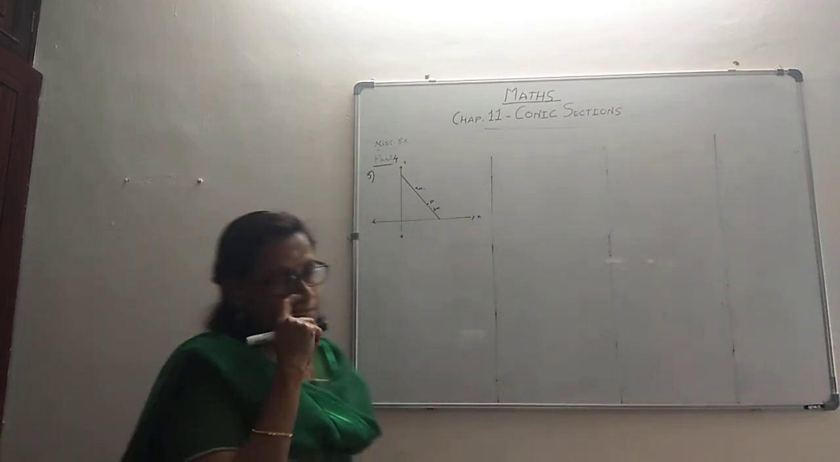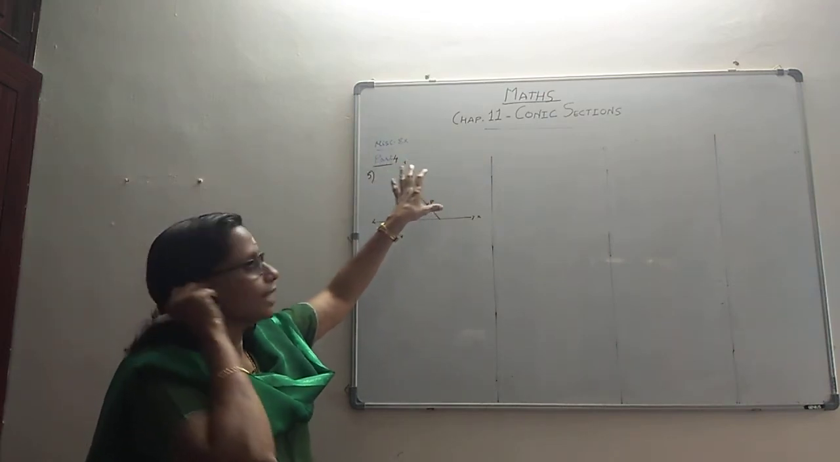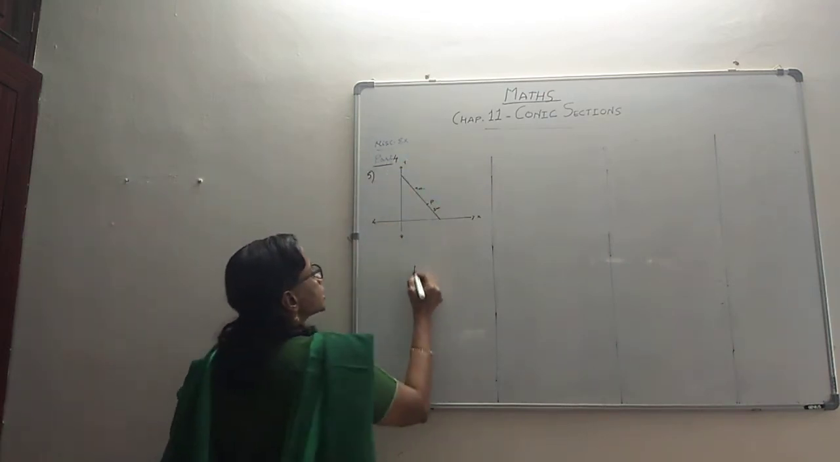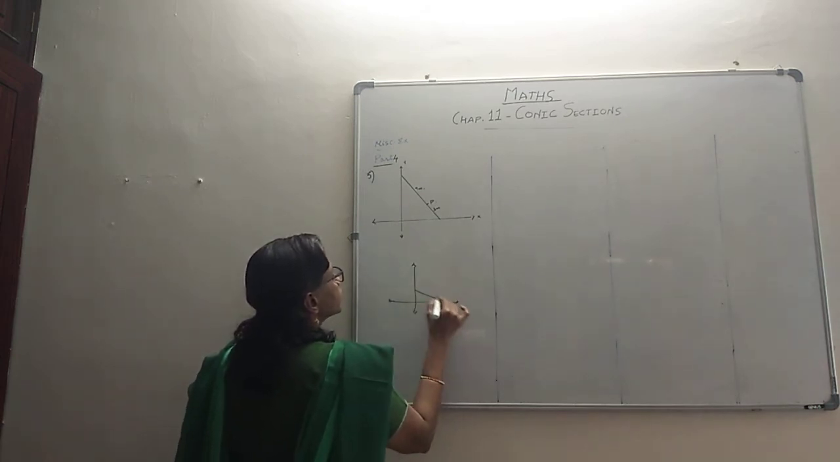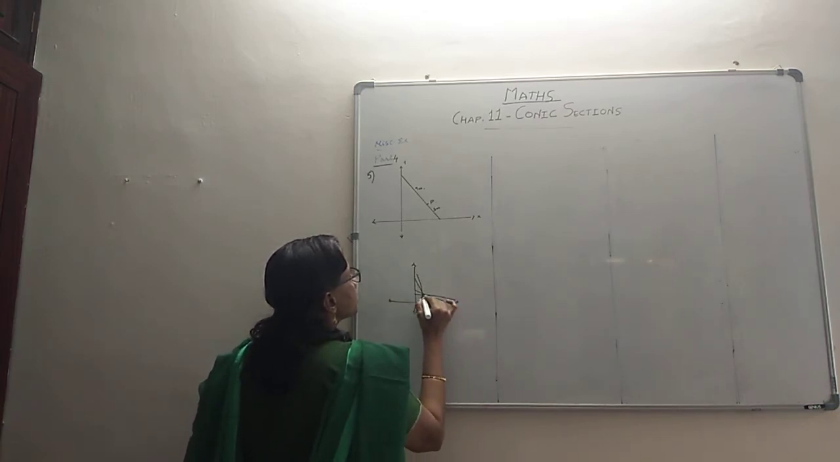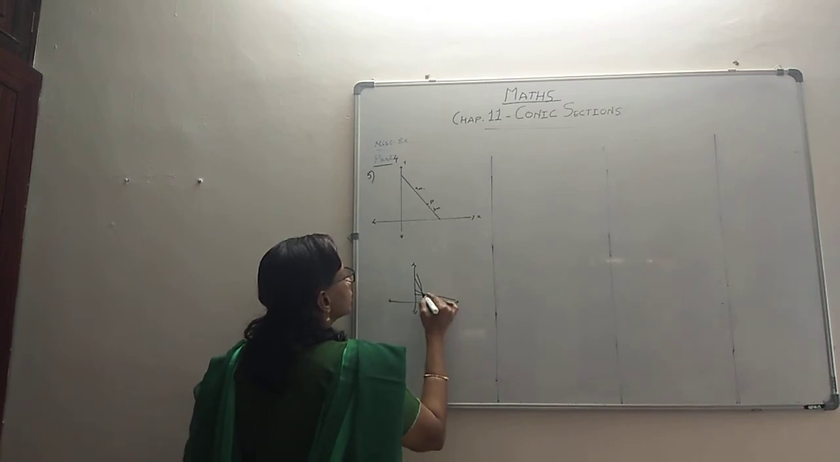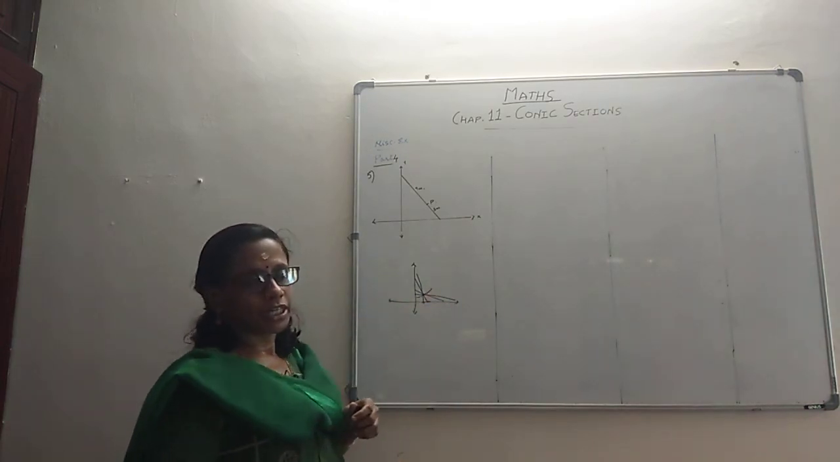So the question says that there is a rod. Now this rod is not static, it doesn't stay like that, it keeps on moving. So if you have this x-axis and y-axis, this rod won't stay at one place. It will go like this, or like this, or it will come like this. So this point P will keep on moving, depending on the place where it is located.